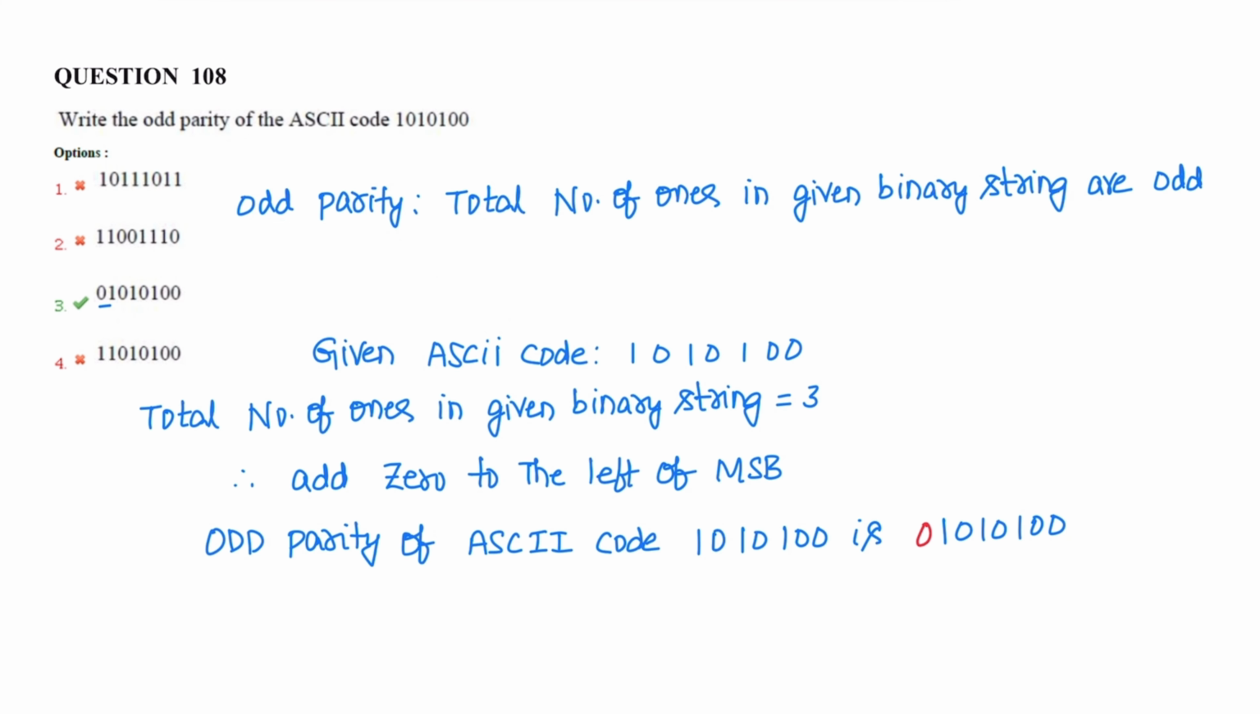Next question. Write the odd parity of ASCII code 1010100. We know that for odd parity, the total number of ones in the given binary string is odd. For even parity, the total number of ones in the given binary string is even. The given ASCII code is 1010100. The total number of ones in the given binary string is 3. Therefore, add 0 to the left of the MSB. 01010100. Correct answer is option 3.